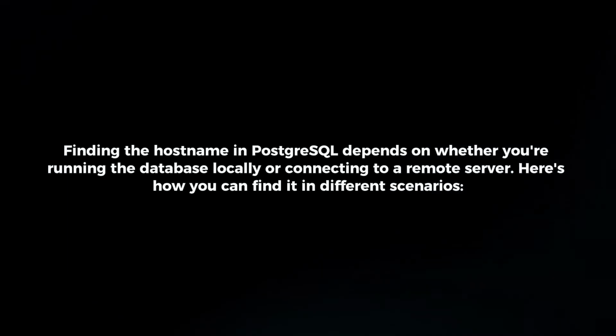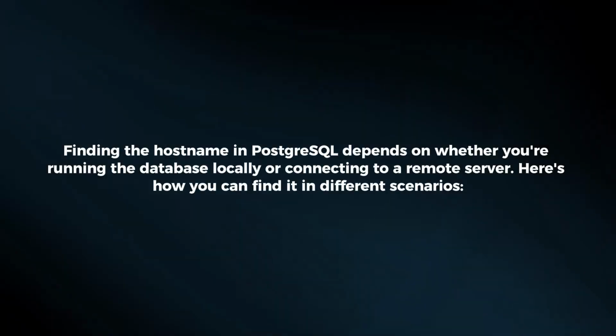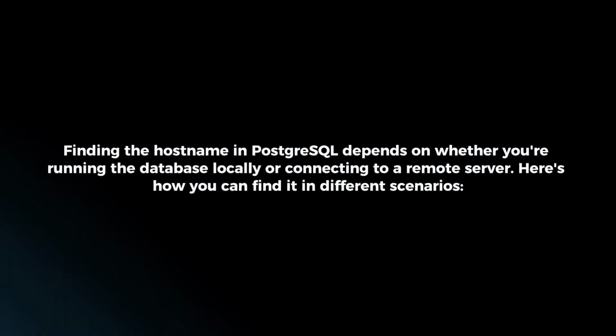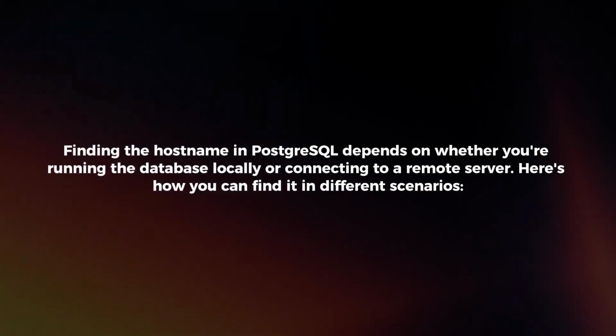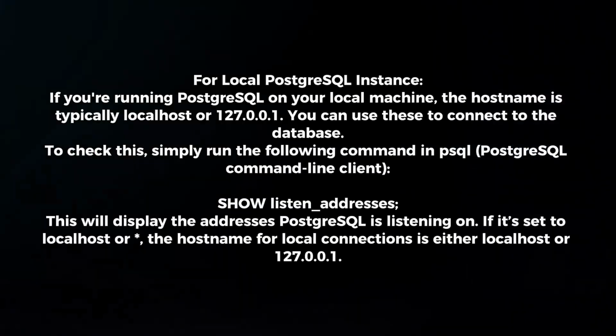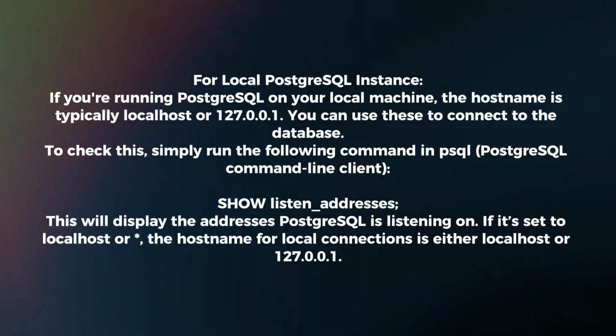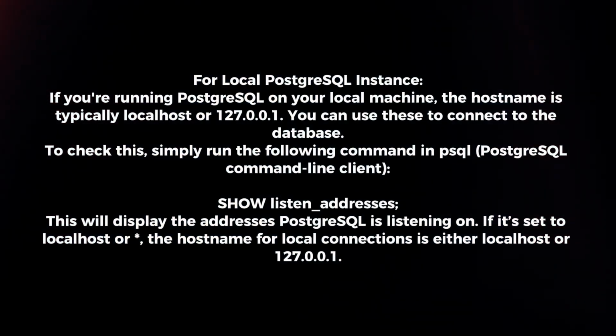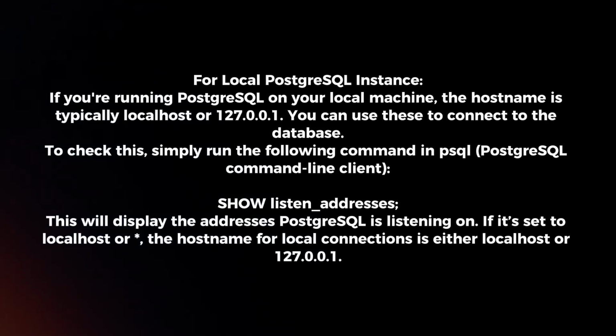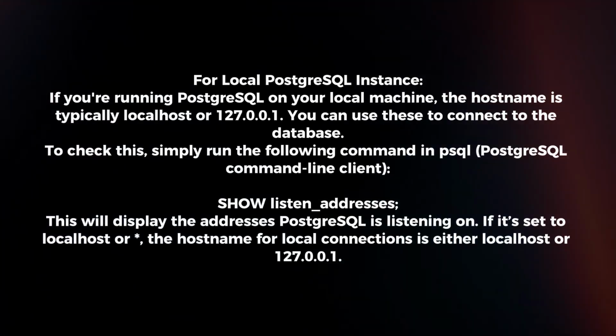Finding the hostname in PostgreSQL depends on whether you're running the database locally or connecting to a remote server. Here's how you can find it in different scenarios. For a local PostgreSQL instance, if you're running PostgreSQL on your local machine, the hostname is typically localhost or 127.0.0.1. You can use this to connect to the database.